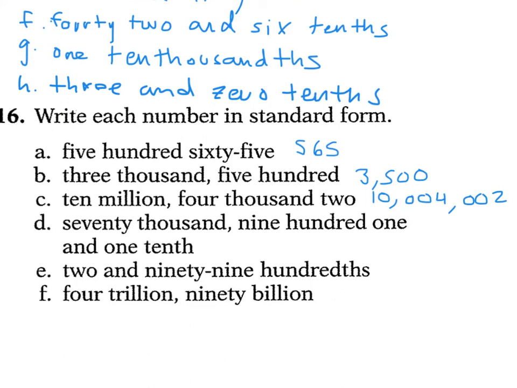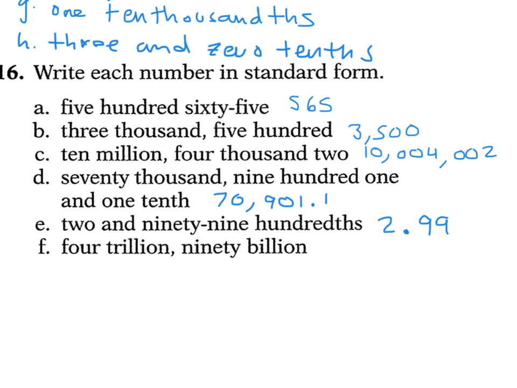For D, we have 70,901 and 1/10. So to write 901 would be 901. And we put our point, 1/10 would just be 1 in the tenths place. E, we have 2 and 99 hundredths, so 2 and 99 hundredths. So as long as our last number is in that hundredths place, we're good.